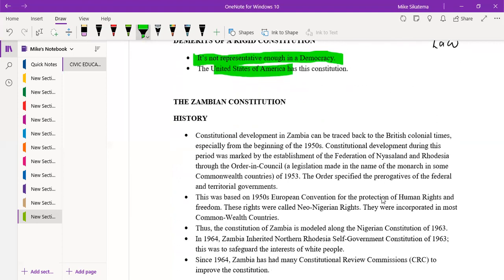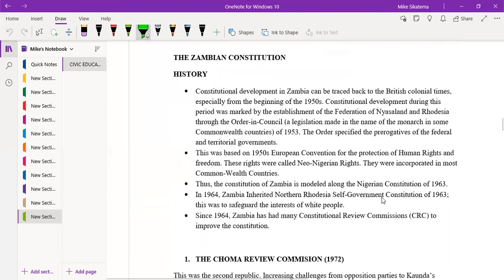Ladies and gentlemen, you cannot escape history. This is where you actually have to pay particular attention to detail, because you'll be asked questions on the history of the constitution in Zambia. So constitutional development in Zambia can actually be traced way back to British colonial times, especially from the beginning of the 1950s, where we're now headed towards independence.